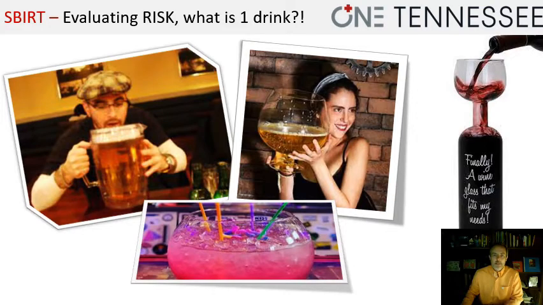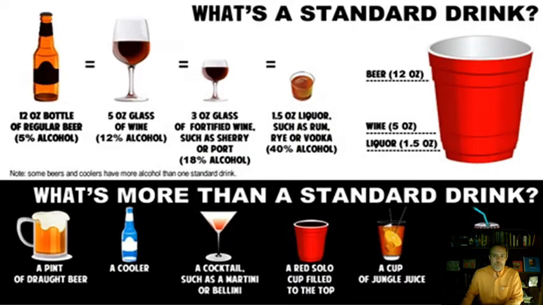So what is a standard drink? Well, that's typically a 12-ounce bottle of beer, a 5-ounce glass of wine, a 3-ounce glass of fortified wine, such as sherry or port, and 1.5 ounces of liquor. And if you're unsure about those measurements, those red solo cups, those lines that they have on them are intentional. The first line measures out 1.5 ounces of liquor, the second line 5 ounces of wine, and the third line 12 ounces of beer. And the next line up, or to the rim, is too much of anything.